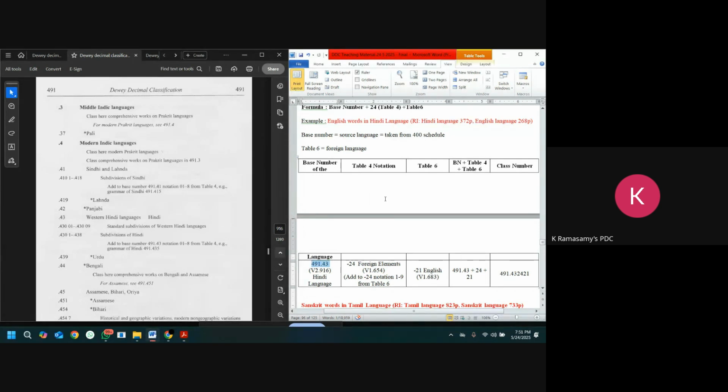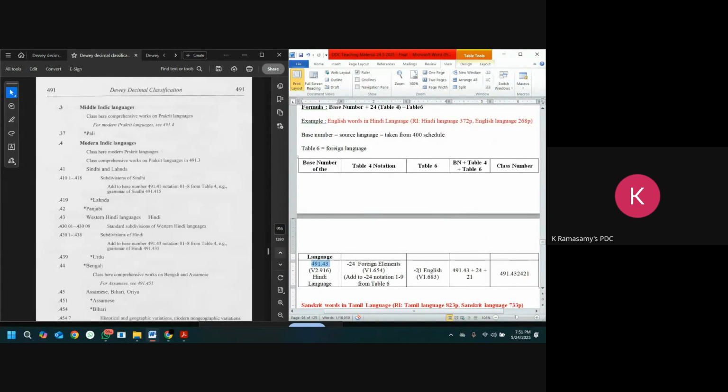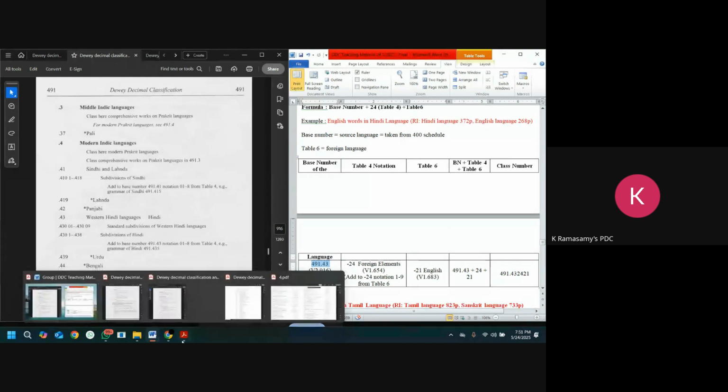Number for foreign elements is 24. You can add it, no problem. And to the result, you can add a number from table 6. Which foreign words are used in Hindi? English words are used. I need to find out what is the number for English language from table 6. Not from table 4, table 6. So I don't know what is the number for English language.